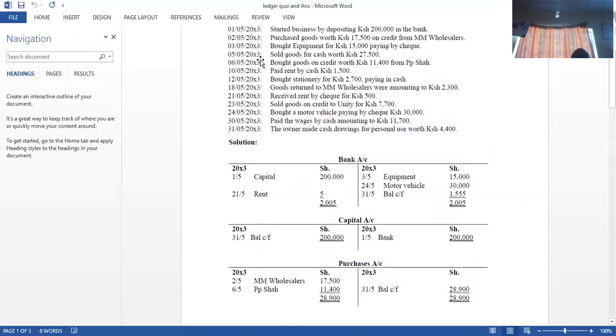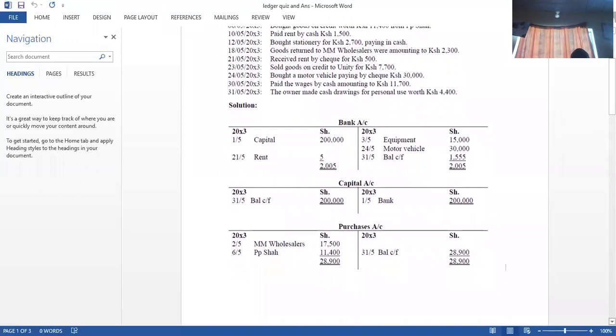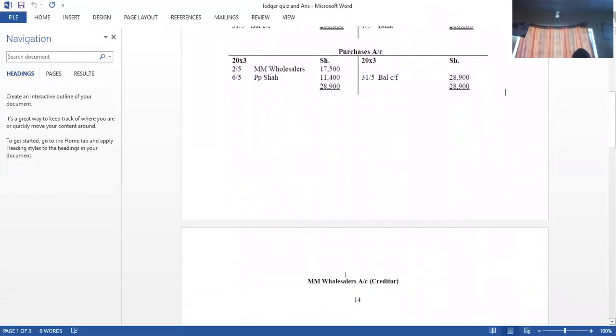You will find that it says sold goods for cash. Note here, sold goods. Anytime goods are sold, they are normally credited in the sales account. And these goods were sold in cash terms, therefore meaning that cash was received. Because cash was received, it is increasing.